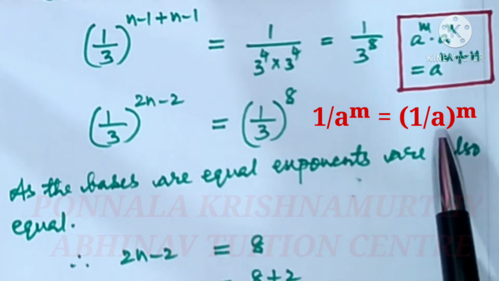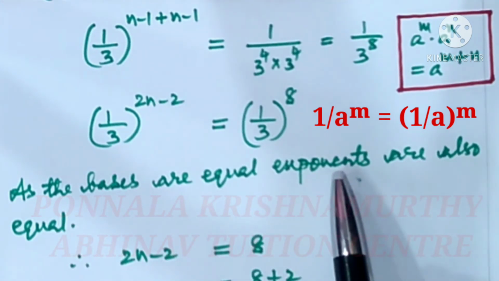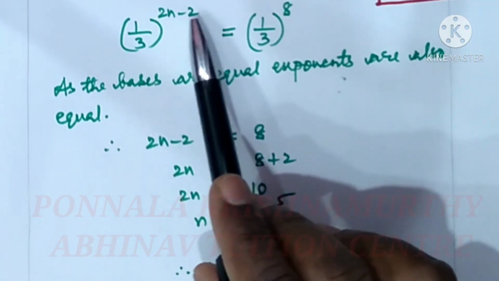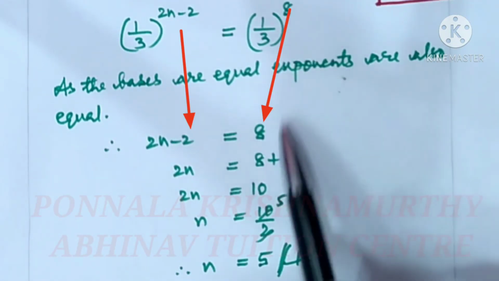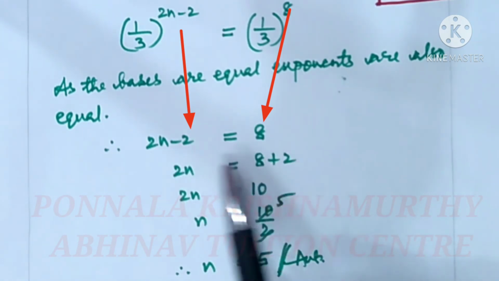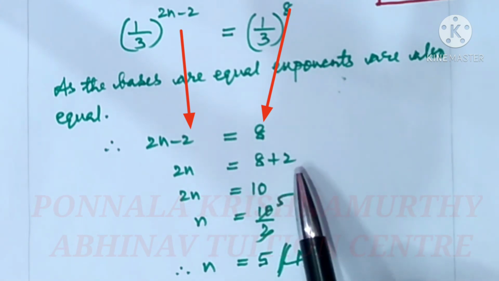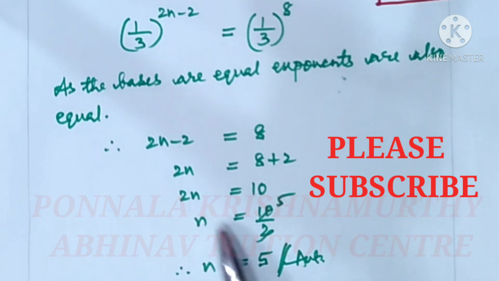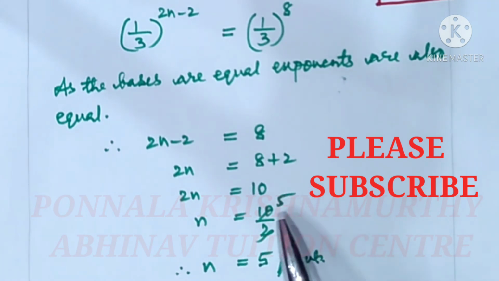Here is the formula. As the bases are equal, exponents are also equal. So 2n minus 2 is equal to 8. Then 2n is equal to 8 plus 2. This minus 2 comes to the right hand side and becomes plus 2. 2n is equal to 10. n is equal to 10 by 2. Here we have into, it becomes divided by 2 after coming to the right hand side. 2 fives are 10. Now n is equal to 5. Therefore, n value is 5.